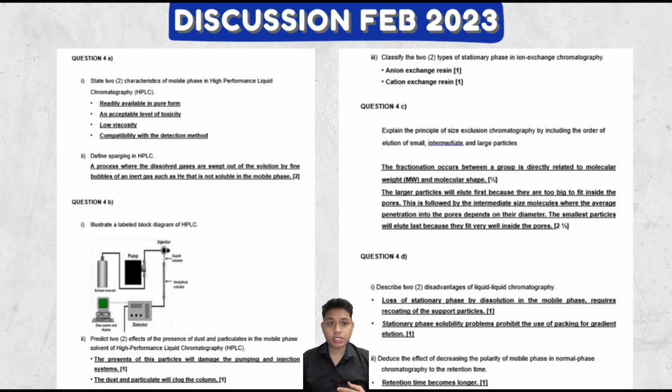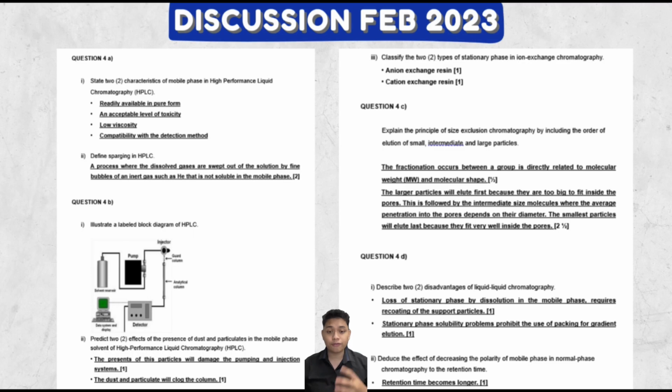Now, let's move to question 4C. The answer is the fractionation occurs between a group is directly related to the molecular weight and molecular shape. The larger particles will elute first because they are too big to fit inside the pores. This is followed by the intermediate size molecules, where average penetration into the pores depends on their diameter. The smallest particle will elute last because they fit very well inside the pores.